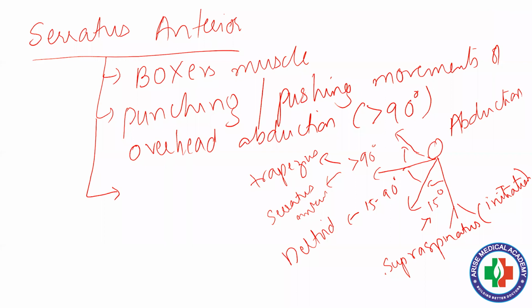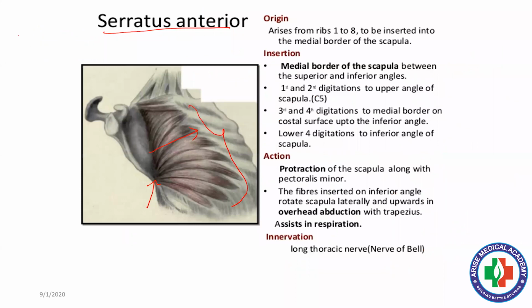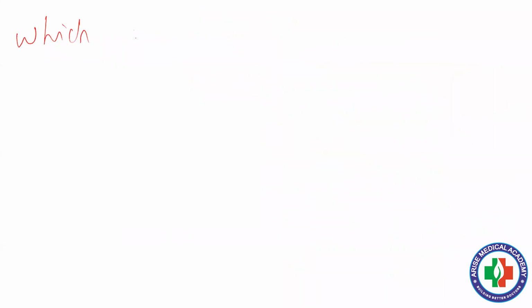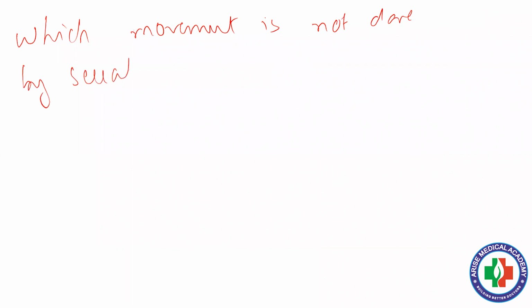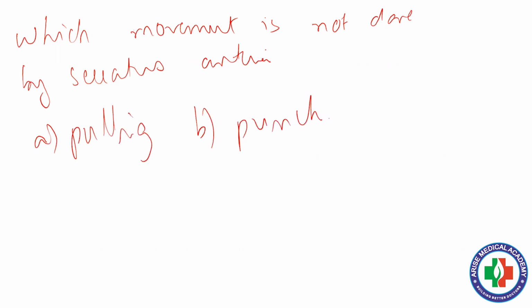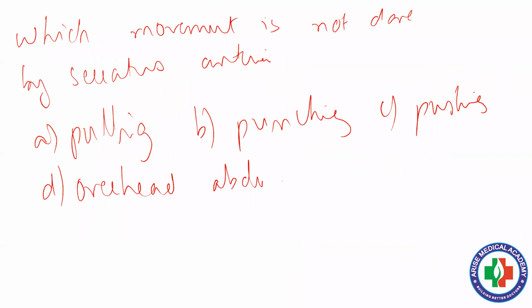And another thing, one question was asked: which movement is not done by serratus anterior? Options were pulling, punching, pushing, or overhead abduction. Which one will be your answer? Yes, very good. It is A.